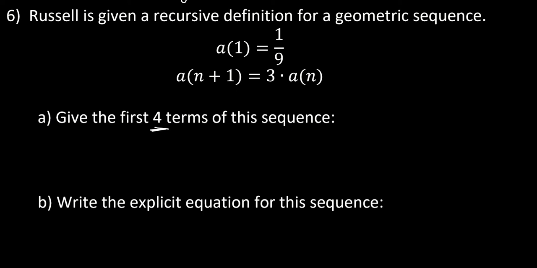Well, they tell me that the first term, a of 1, is 1/9. So 1/9 is the first term. And now I'm going to multiply that by 3. Now, when I multiply 1/9 times 3, I get 3/9. That does reduce to 1/3. So I'm going to write it as 1/3.